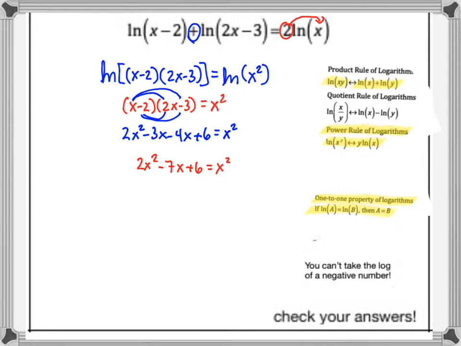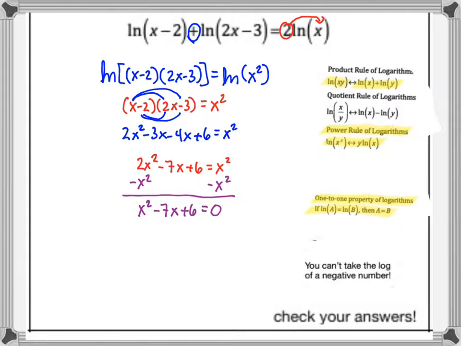So now, as we learned in the past, if we're going to solve a quadratic, we need it equal to 0. And so what we're going to do is subtract this x squared from each side here, and that will give us what we want. So I've got 2x squared minus x squared, and that's going to give me just x squared minus 7x plus 6 equals 0.